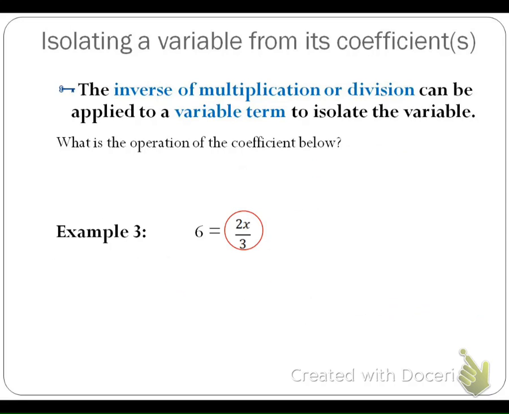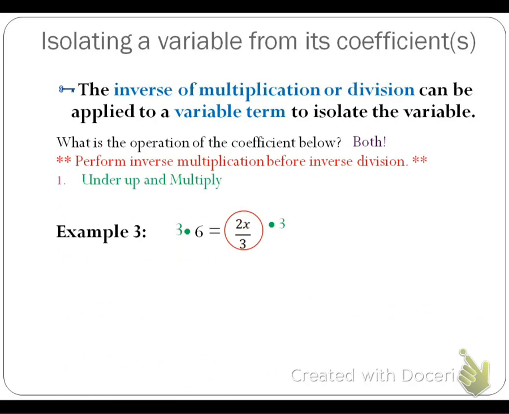So in example 3, 6 is equal to 2x over 3. What are the operations of the coefficient? Well, we have an x with a 2 beside it and a 3 under it, so we have both operations being applied here. The 2 is being multiplied to x, and the 3 is dividing the 2 and the x. Always perform inverse multiplication before you apply inverse of division to isolate a variable. So what we mean by that is the first thing you have to do is under, up, and multiply.